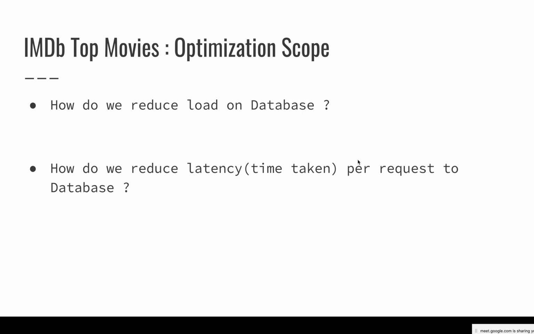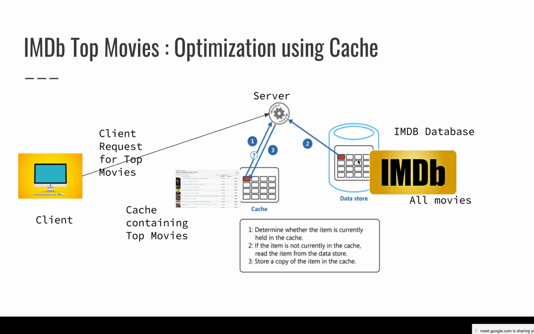So here come the questions. How do we reduce the load on the database? How do we reduce the latency? I think by now all of you are somewhat clear that the solution is cache. Let's see how cache solves this problem. Now I want all of you to look at this diagram, or this picture, from left to right. Glance over it for a while. I'll just pause for a few seconds.